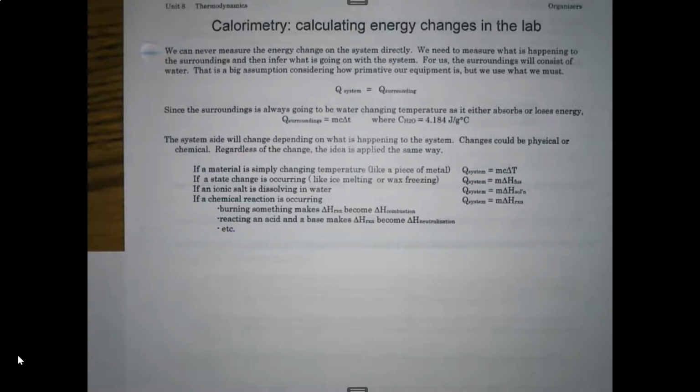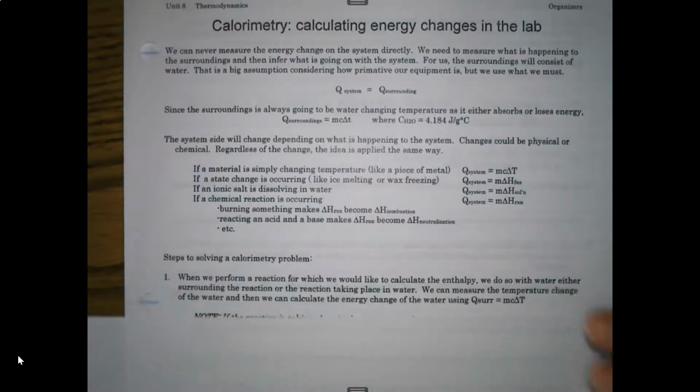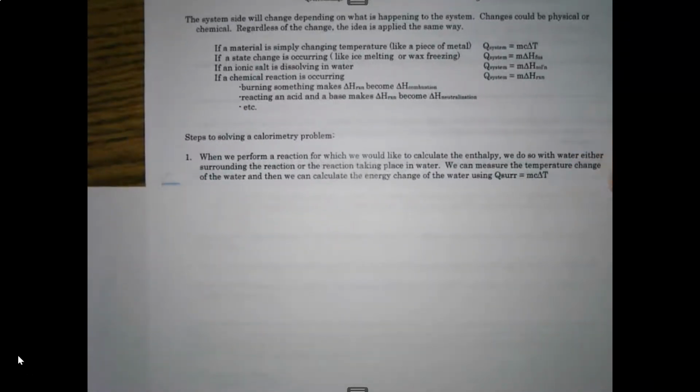If we're burning something, we're doing delta H of the reaction or delta H of combustion in this case. If I am reacting an acid with a base, I can call it the delta H of neutralization. So that delta H subscript is going to be dependent upon what the phase change or the chemical processes that you're doing. But it's all the same. Notice that the Q of the system, if you are involving bonds at all, is going to be M delta H. So with that in mind, let's take a look at some examples.